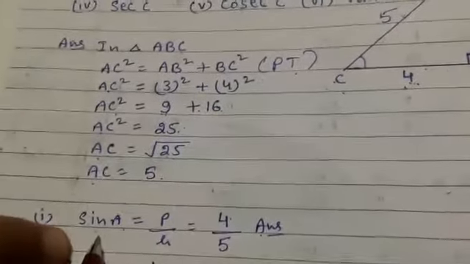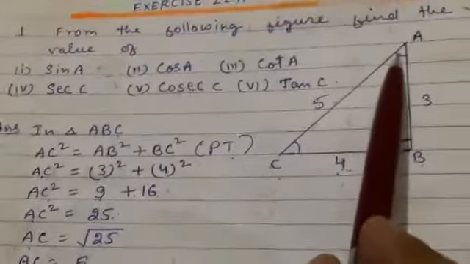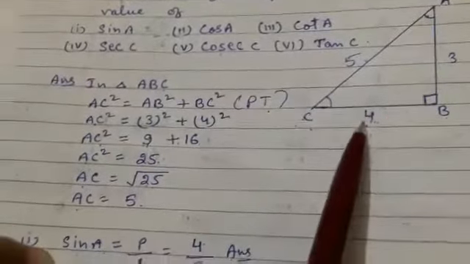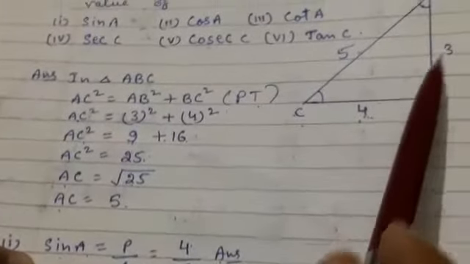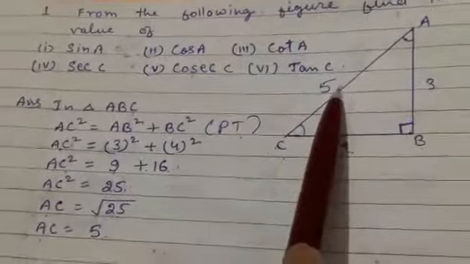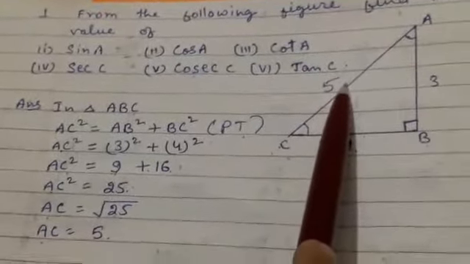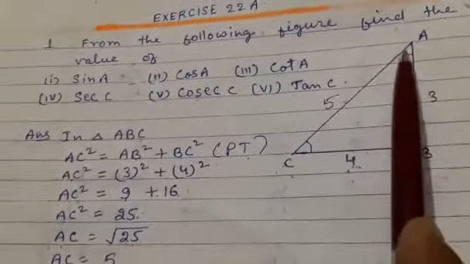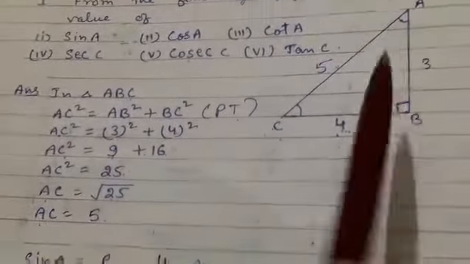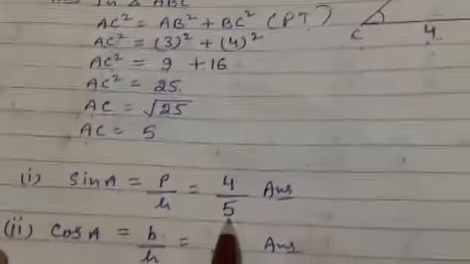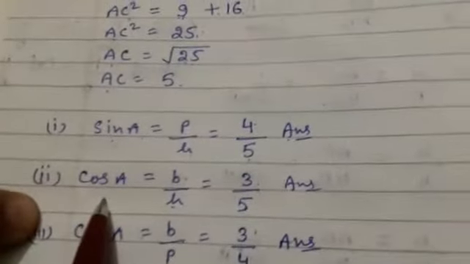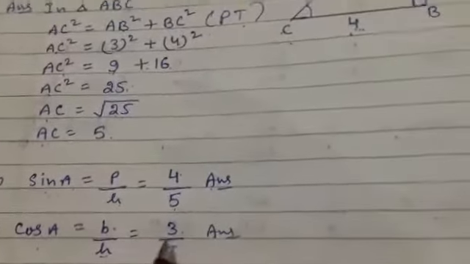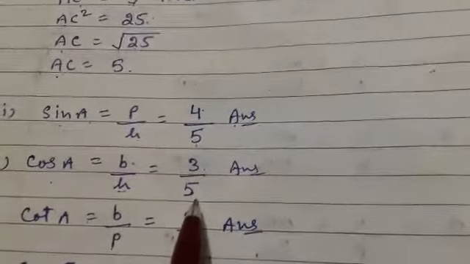Now sine A. Sine A means we are talking according to this angle. So this will be the perpendicular and this will be the base, and the side opposite to this right angle will become the hypotenuse. Remember it, this is hypotenuse. For A, for this angle, this will be perpendicular and this will be base. So P by H means P is 4 and H is 5. 4 by 5 will be our answer. Cos A. Cos A means B by H. So what is B? AB is the base and H is 5, so 3 by 5 will be our answer.